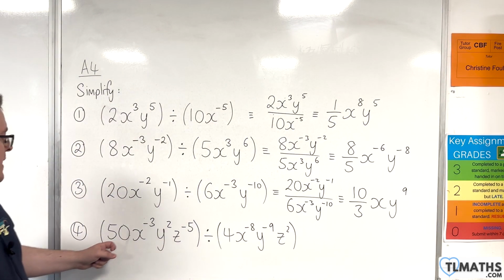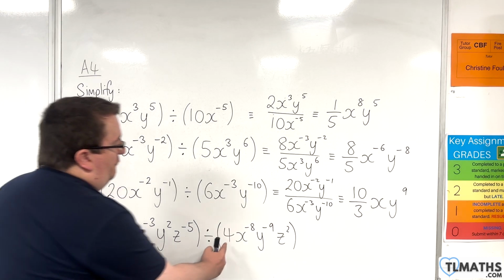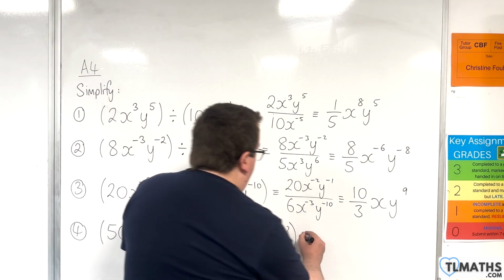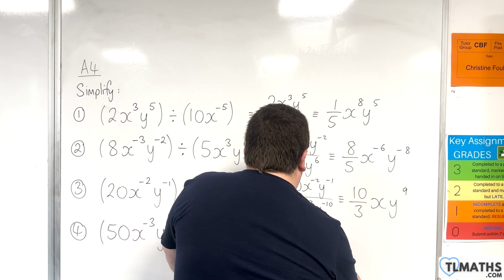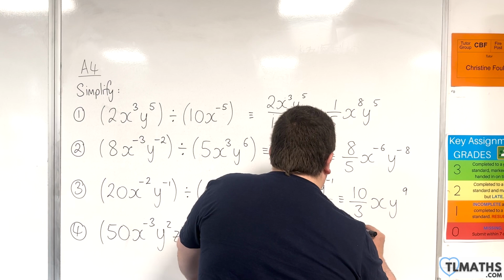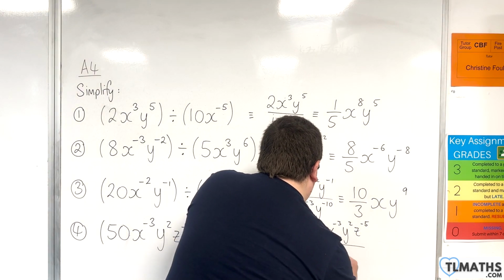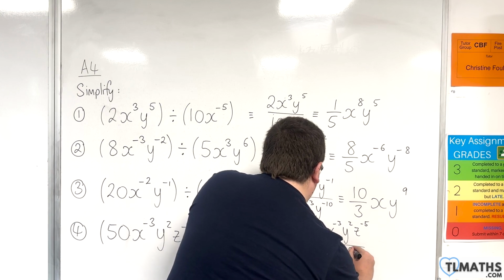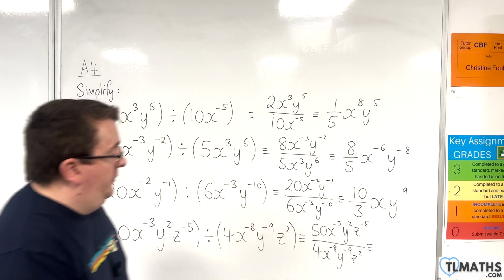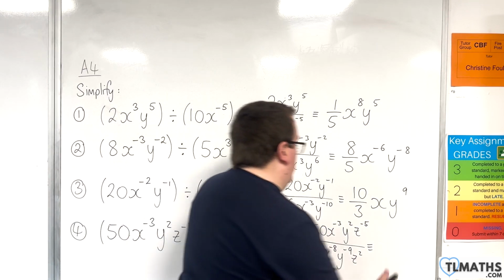And our last one, we have 50x to the minus 3, y squared, z to the minus 5, divided by 4x to the minus 8, y to the minus 9, z squared. So as a fraction, this looks like this. So 50x to the minus 3, y squared, z to the minus 5, over 4x to the minus 8, y to the minus 9, z squared. So deal with 50 over 4 first. So we can divide top and bottom by 2. So that's 25 halves.